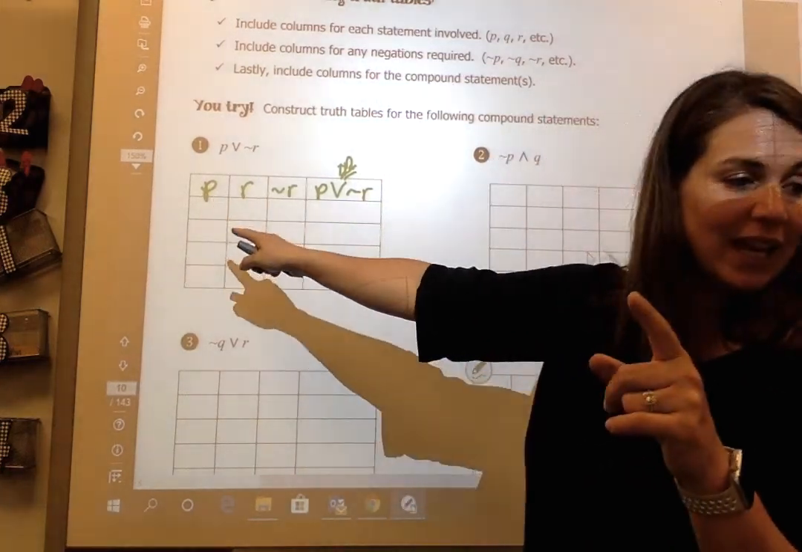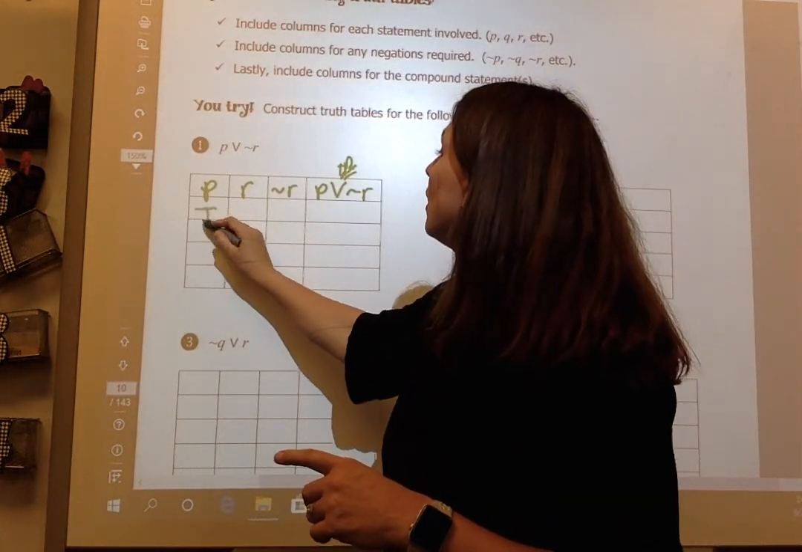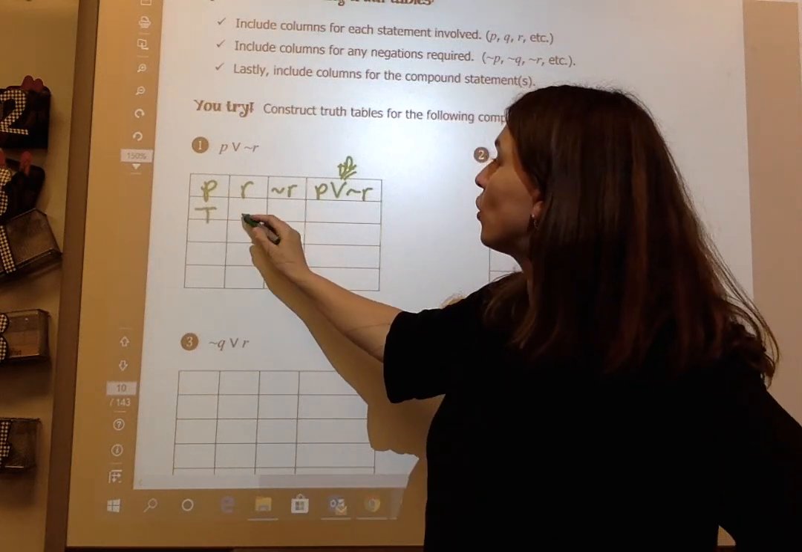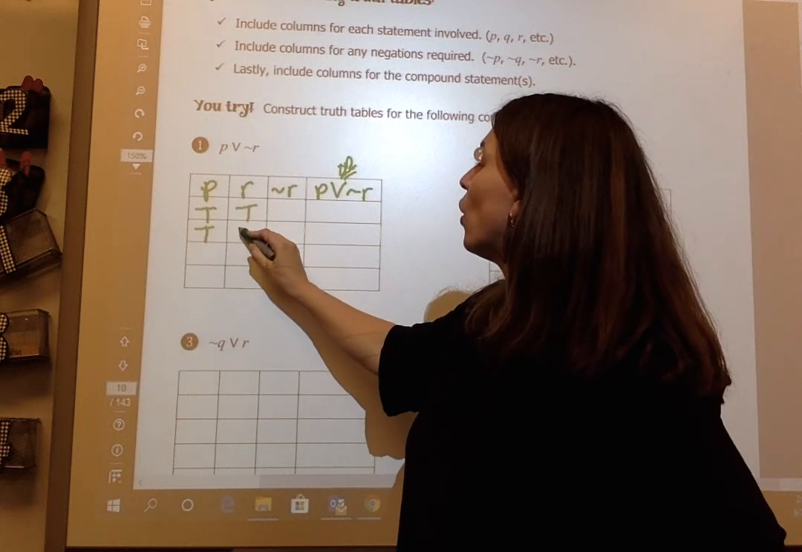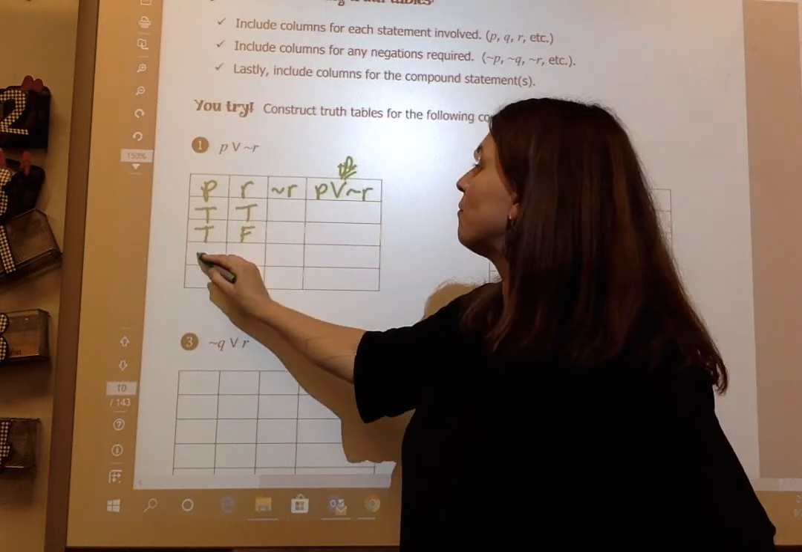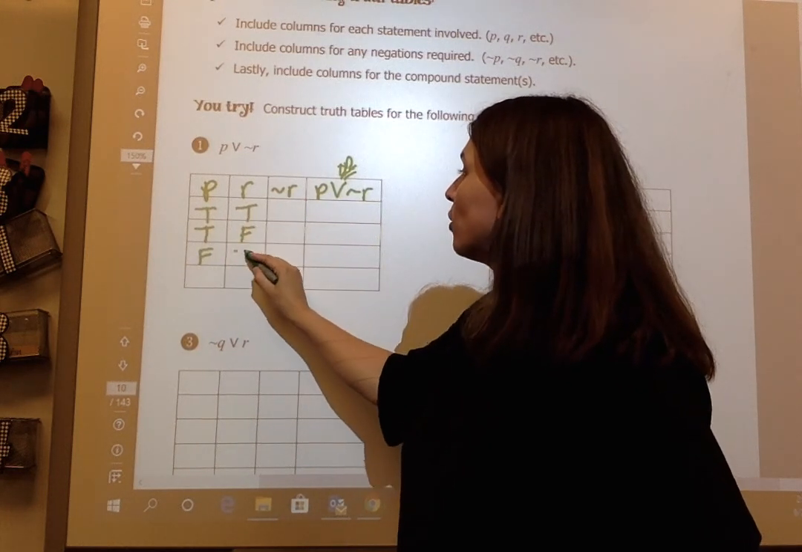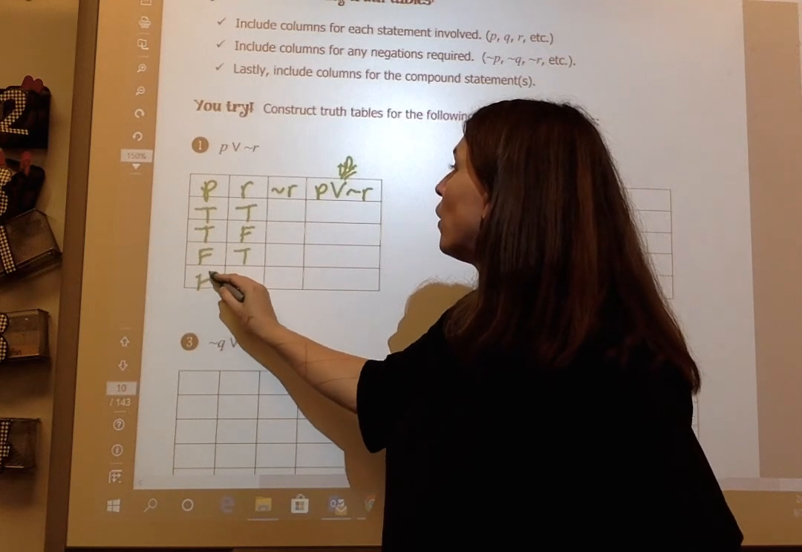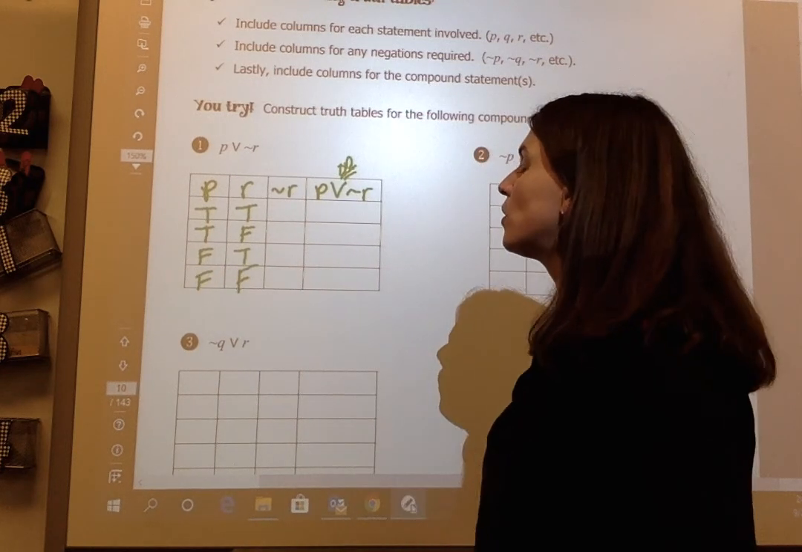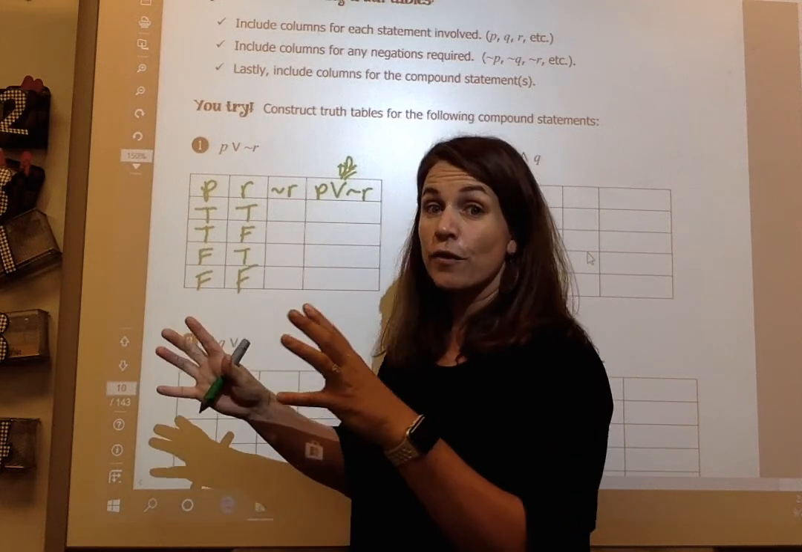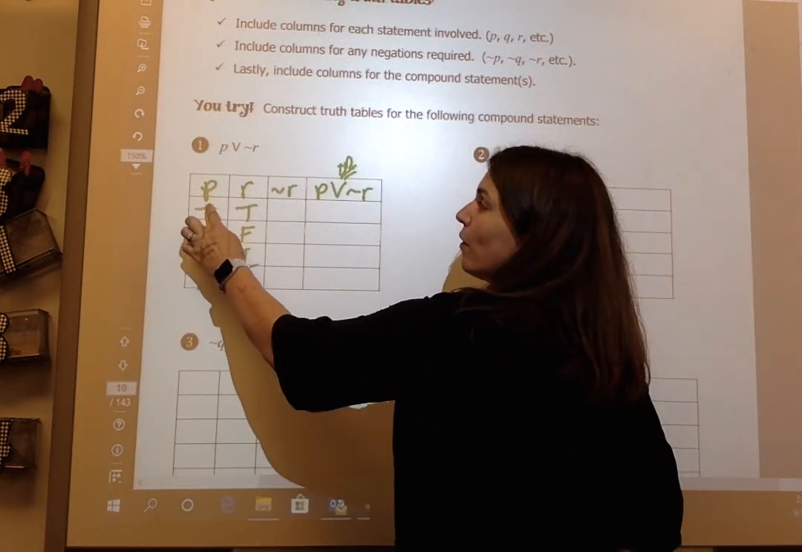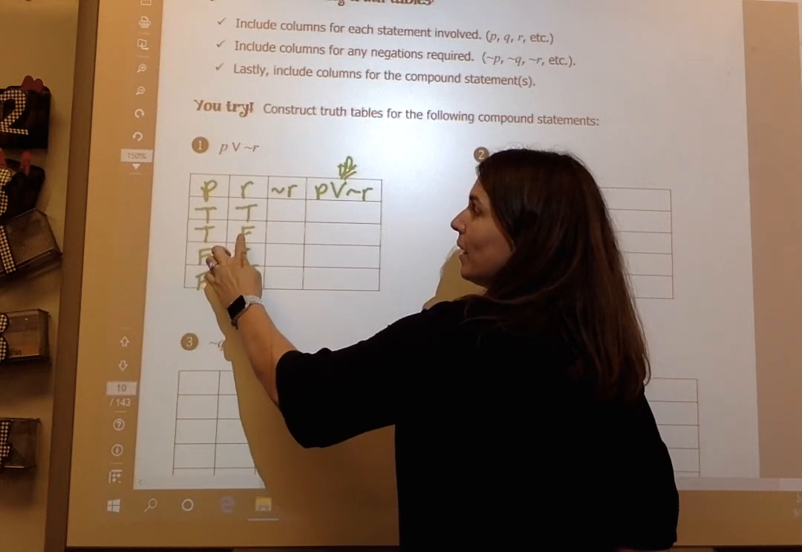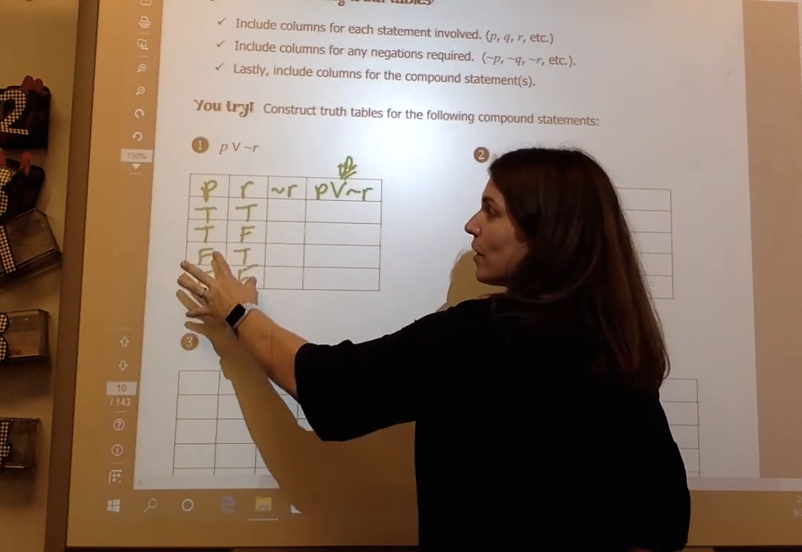So if P is true, then R could be true. That's a possibility. If P is true, then R could be false. If P is false, then R could be true. And if P is false, then R could be false. So I've listed all the different varieties that could happen in that situation. So I could have a P and an R, I could have a P and an R being false. So that's how I get my list.